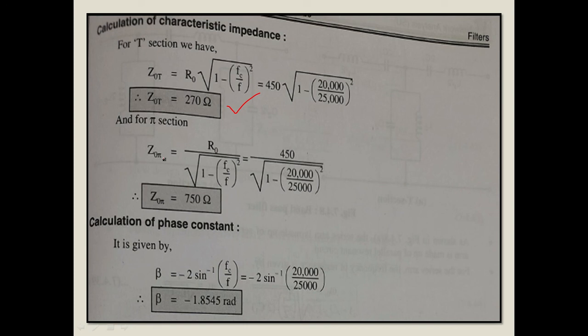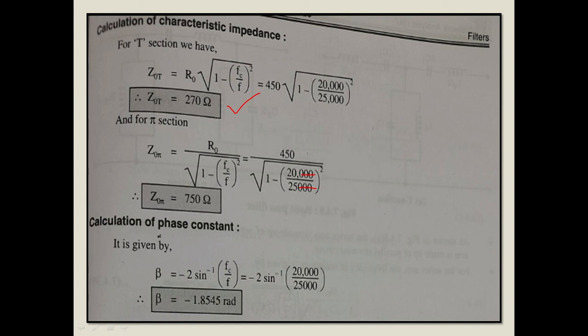Then Z of O pi is equal to R0, here it is also the same, multiplied by R0 and divided by this root, R0 upon root of 1 minus (Fc upon F) square, so its value is 450 upon square root of 1 minus (20,000 upon 25,000) square. Means basically here 20 upon 25 means 4 upon 5, so 5 minus 4 upon 5, this 5 will become here. That's why Z of O pi is equal to 750 ohm.